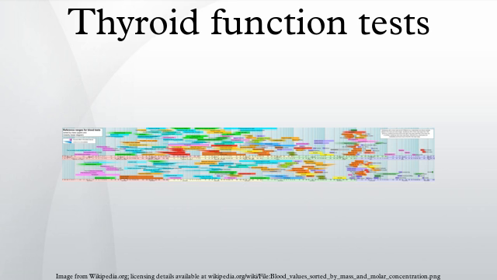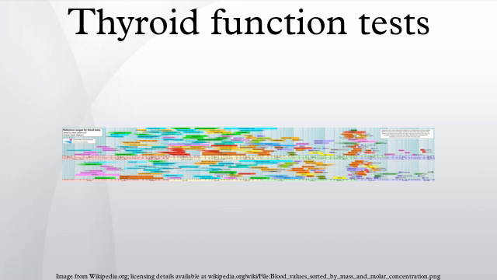TSH is produced in the pituitary gland. The production of TSH is controlled by TRH, which is produced in the hypothalamus. TSH levels may be suppressed by excess free T3 or free T4 in the blood.